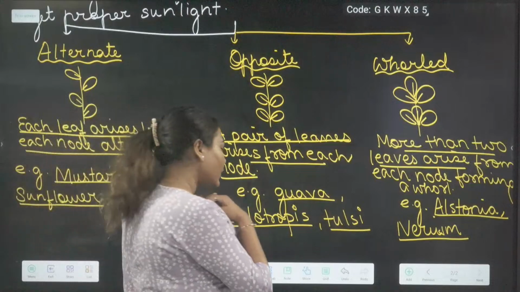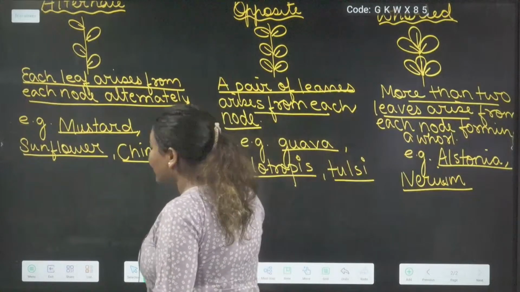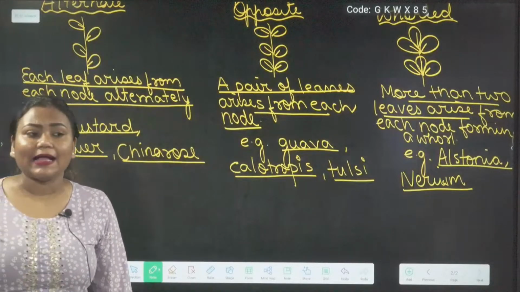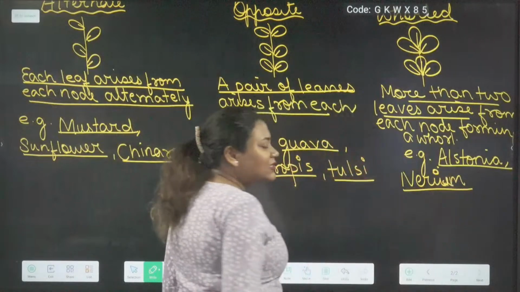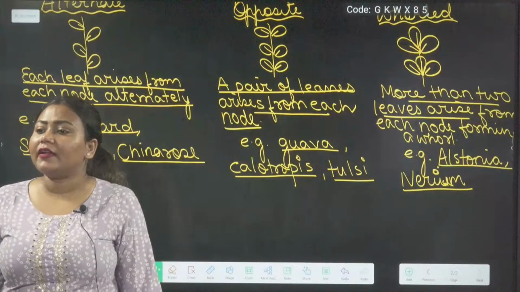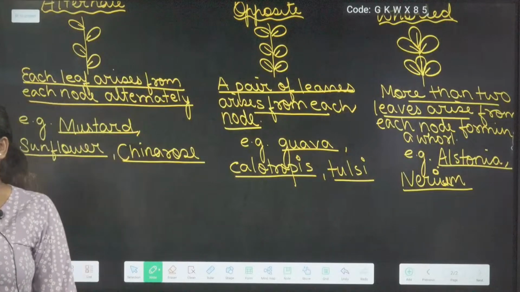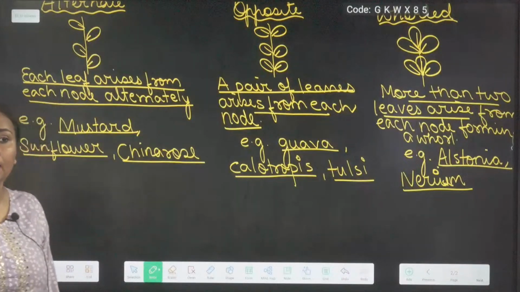Now, regarding what you are saying about ray florets and disc florets of sunflower, they are the petals. One is black in color, another one is yellow. Phyllotaxy is about leaves, not petals.